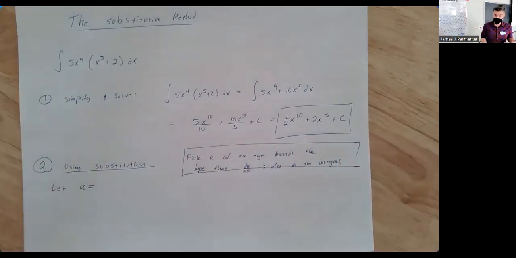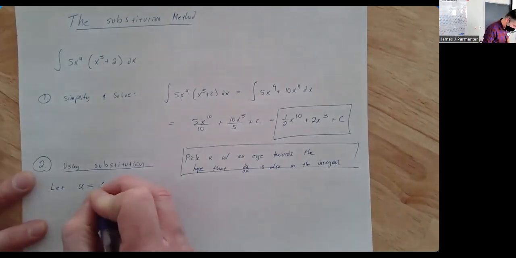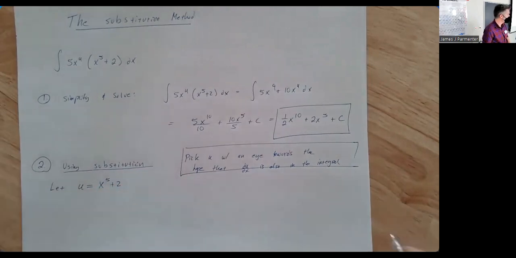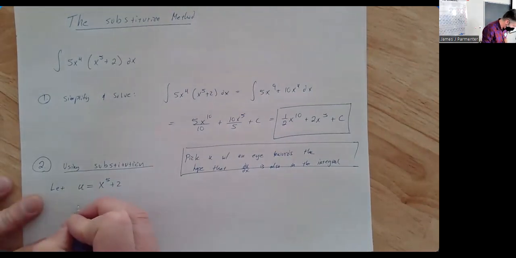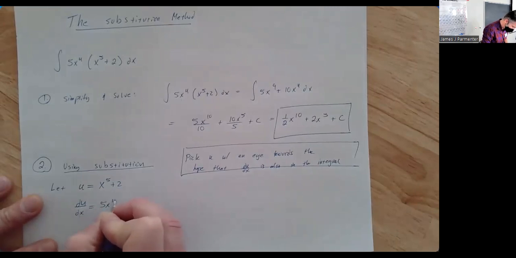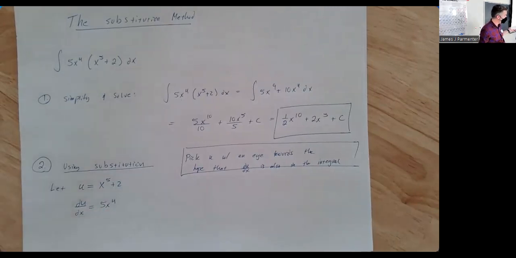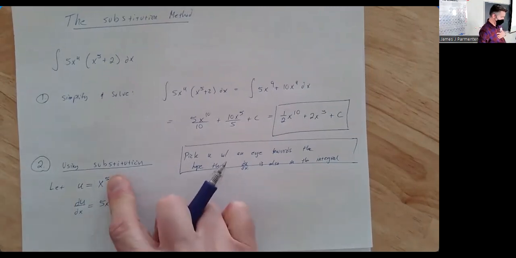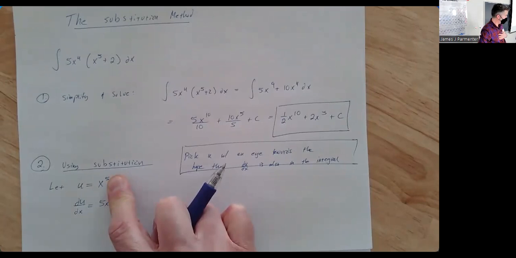In this particular example, there's a really great choice. I'm going to pick u equal to x to the 5th plus 2. You could have just picked x to the 5th, but I might as well carry the constant along with it because adding the constant in there doesn't change the derivative at all. The derivative here is equal to 5x to the 4th, whether or not the 2 is there. If the 2 wasn't there, the derivative would still be 5x to the 4th.